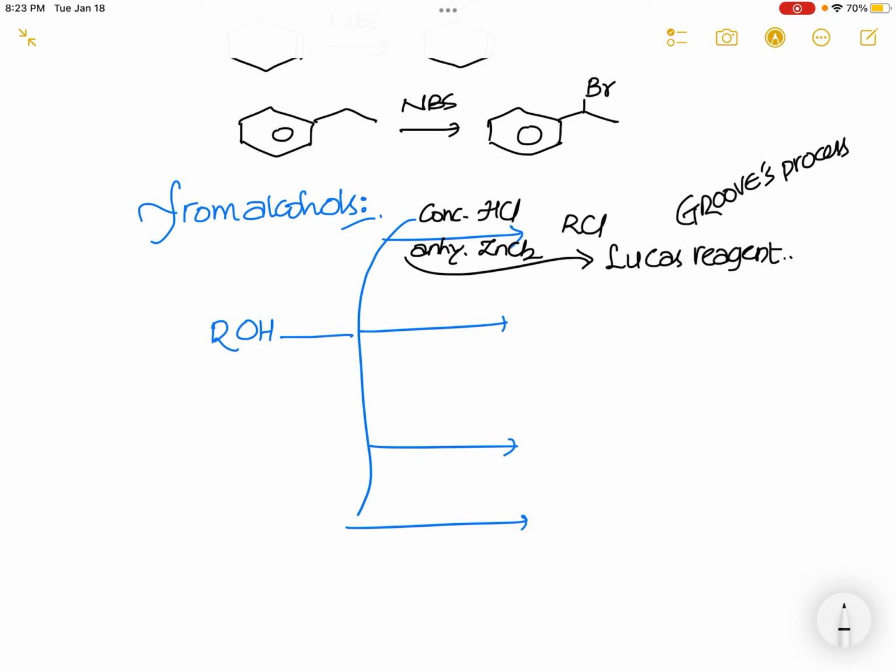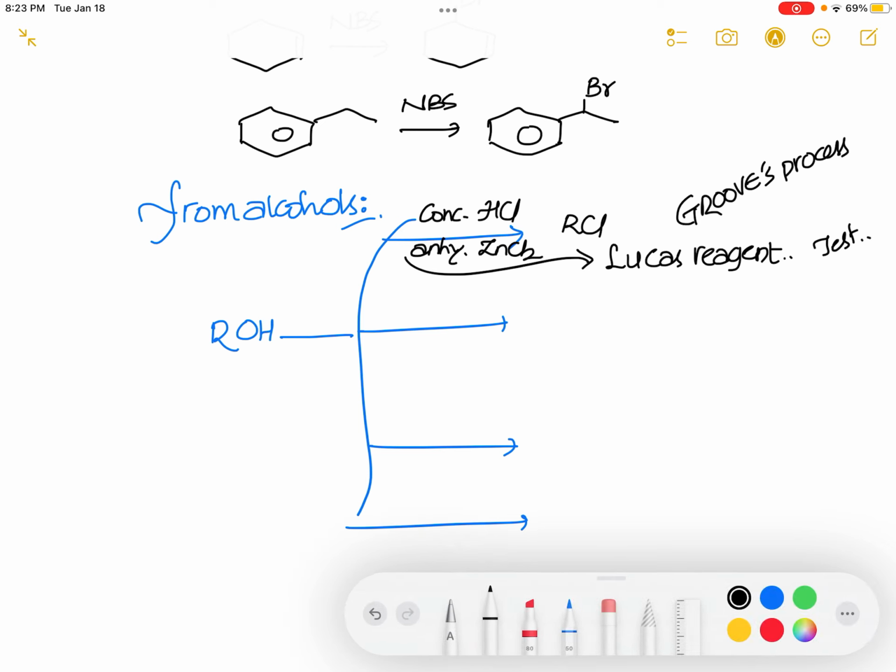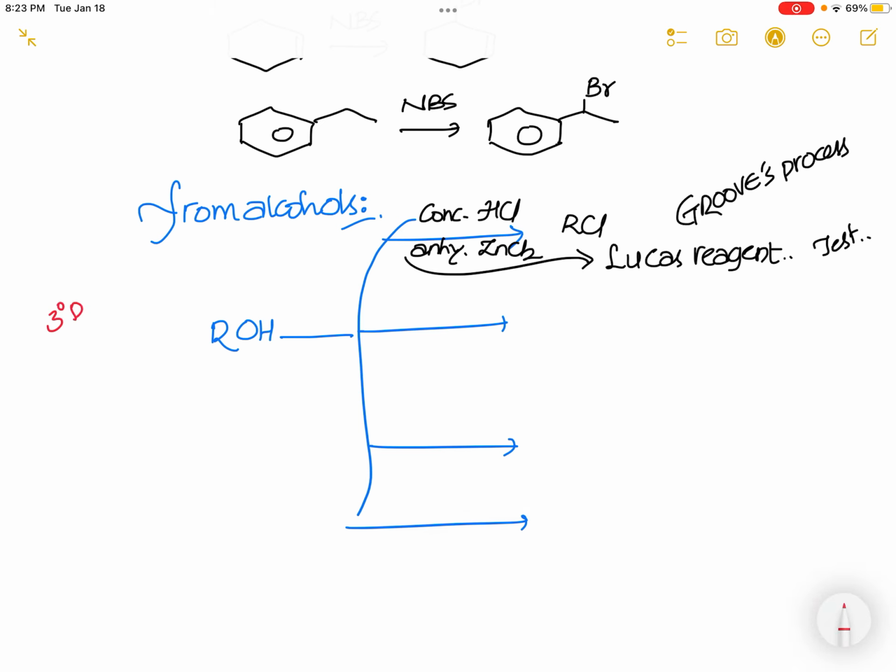The specialty of this is that it is a test for primary, secondary and tertiary alcohols. What is the special test? For tertiary, you get turbidity immediately, without any time lag. Just add it and you will get the turbidity. You can consider turbidity like a precipitate. For secondary, the turbidity is formed after about 5 minutes. For primary, turbidity is formed only after heating.